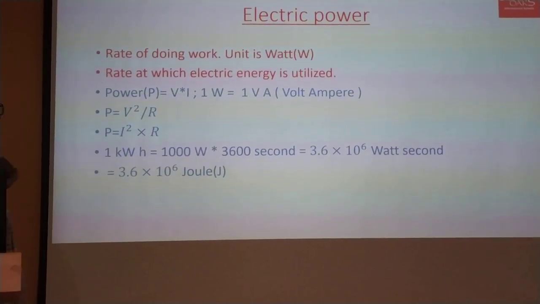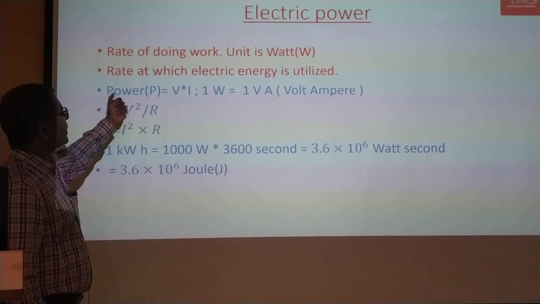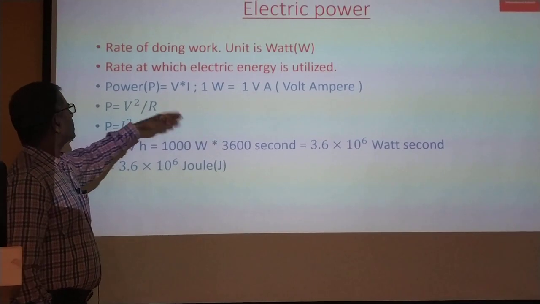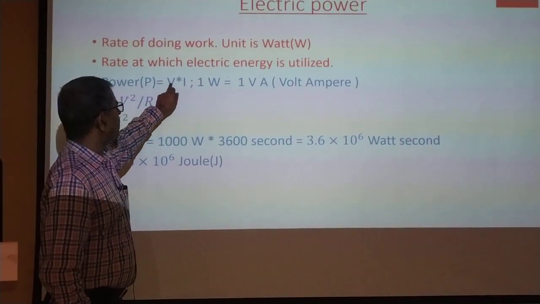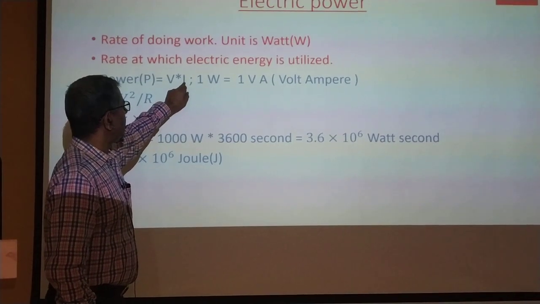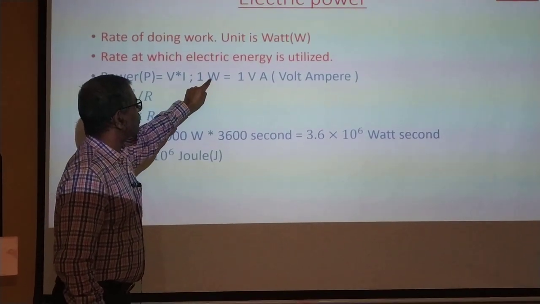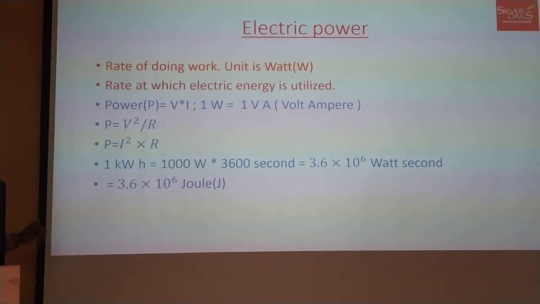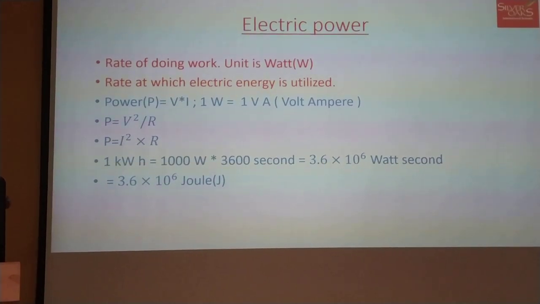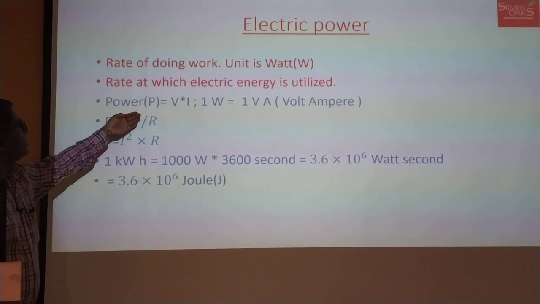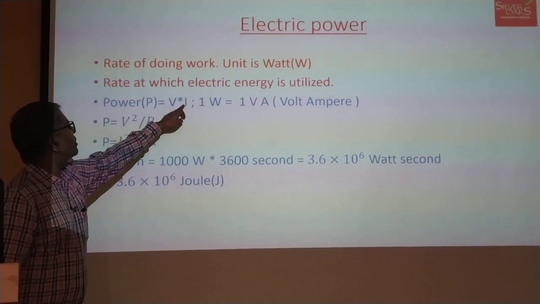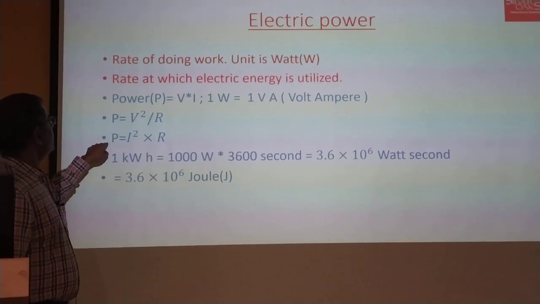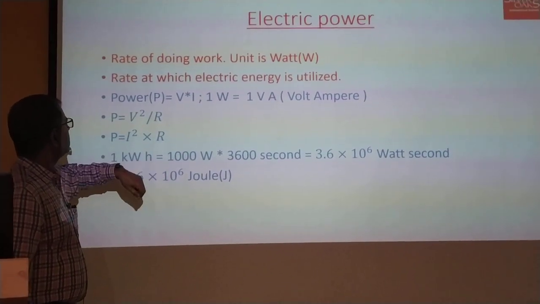We have already derived that power is equal to the voltage, the potential difference, multiplied by the current flowing through the circuit. So if the potential difference is 1 volt and I is 1 ampere, we can say that 1 watt is equal to 1 volt ampere. We can also say that power is equal to V square by R. If you put I equal to V by R, P becomes V square by R. Or we can also write P equal to I square R.